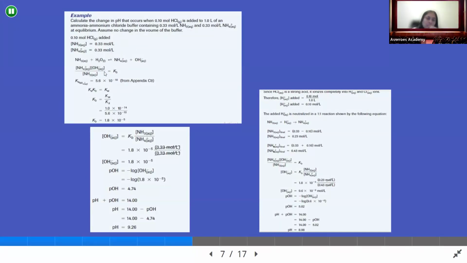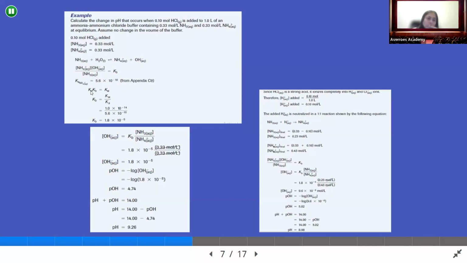We write out our equilibrium equation, NH3 plus H2O yields NH4+ plus OH-. We write out our Kb, our constant expression, which is the concentration of each of those products over the concentration of that weak base, the NH3. And we find our Ka from appendix 9 or from your table. The Ka of NH4+ is 5.6 times 10 to the power of negative 10.